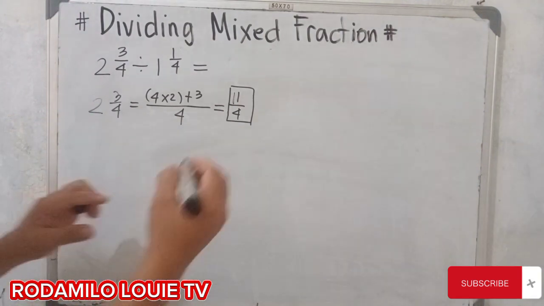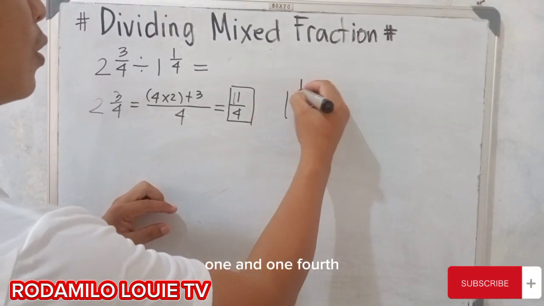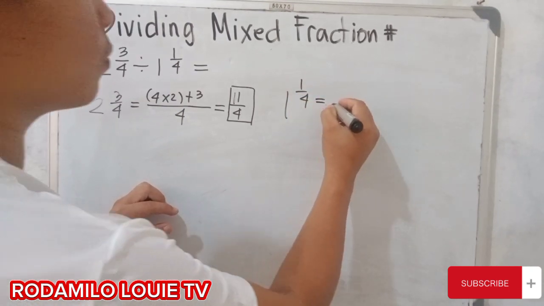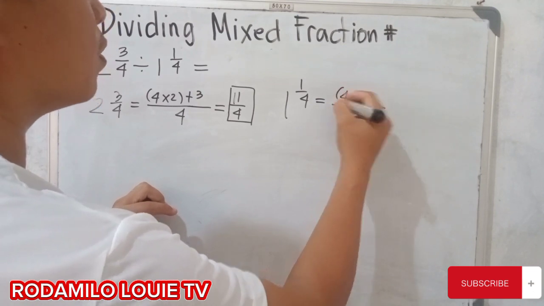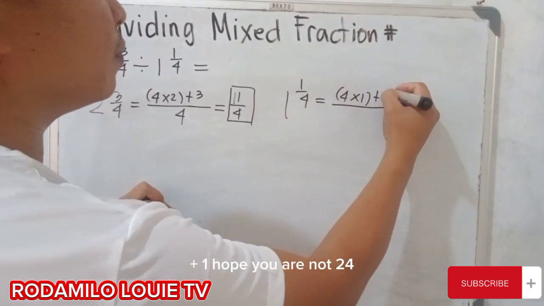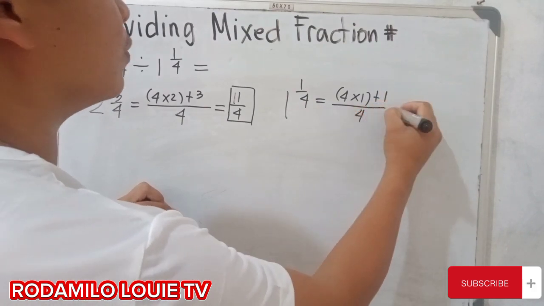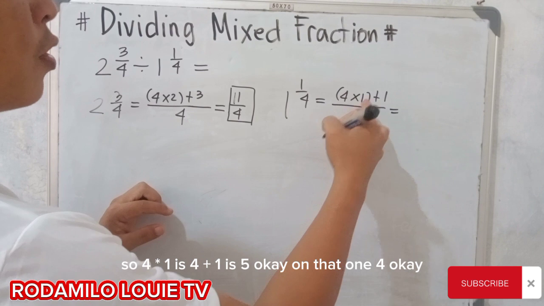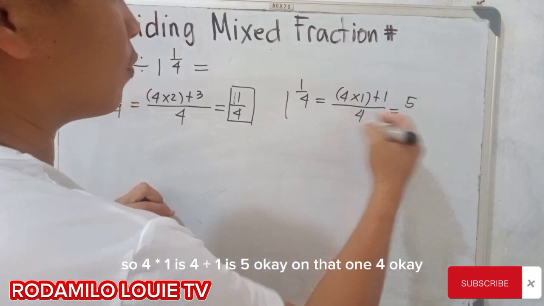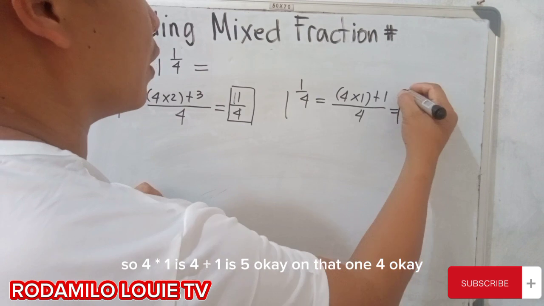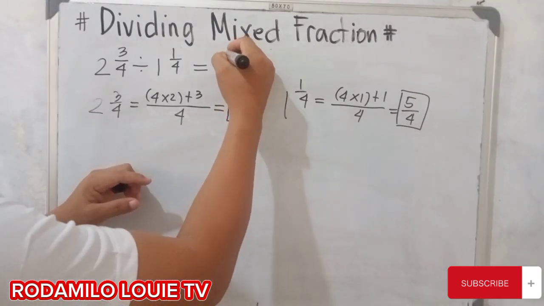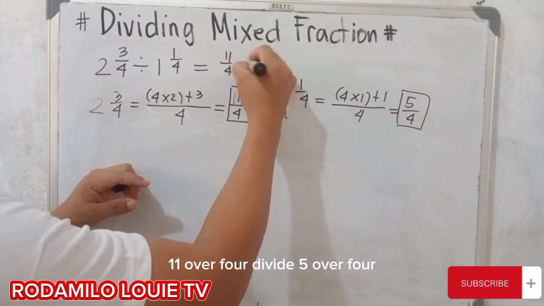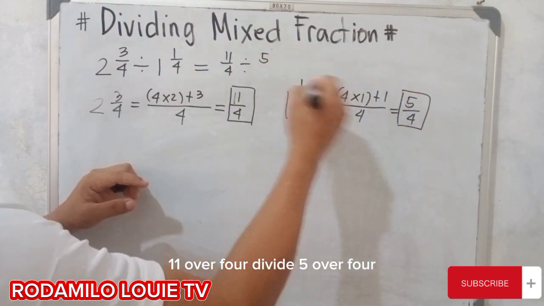Next is 1 and 1/4. So, 4 times 1 plus 1. Copy the 4. So 4 times 1 is 4 plus 1 is 5, over 4. So 2 and 3/4 divided by 1 and 1/4 becomes 11 over 4 divided by 5 over 4.